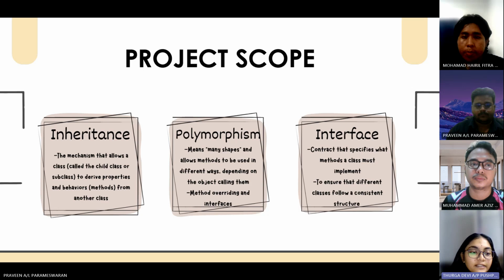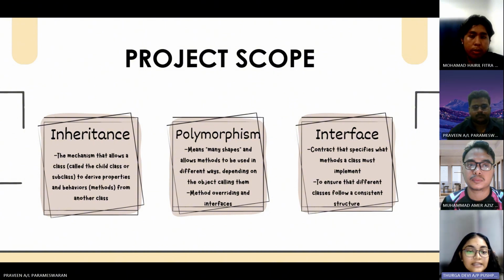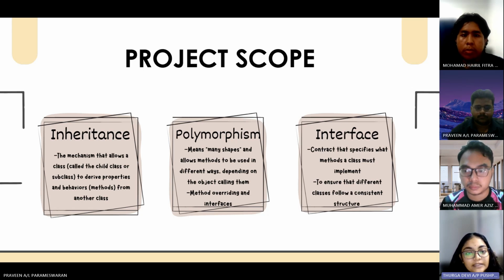Inheritance is a mechanism that allows a class, called the child class or subclass, to derive properties and behavior methods from another class. Polymorphism means many shapes, and it allows a method to be used in different ways depending on the object calling them, through method overriding. An interface is a contract that specifies what methods a class must implement, and it ensures that different classes follow a consistent structure.